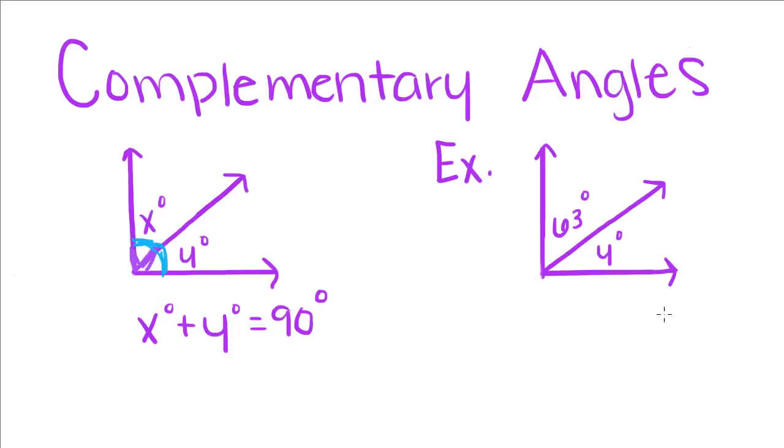So over here we have two angles, 63 degrees, and we want to know what y equals. So we add them together and set them equal to 90 degrees. So y equals 27 degrees.